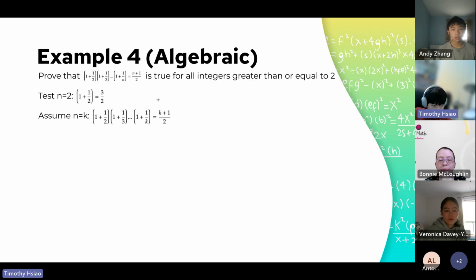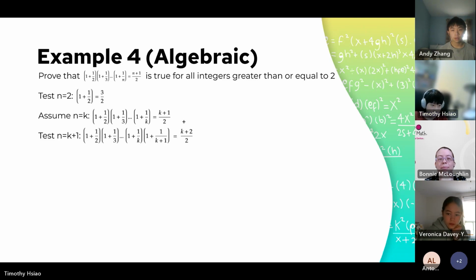And we're going to do the same thing. We're going to assume that n equals k, so we just replace n with k. And now we're going to do this for k + 1. Like the last example, we're going to add an extra term at the end. I simplified here, so it's k + 1 + 1, which is k + 2.